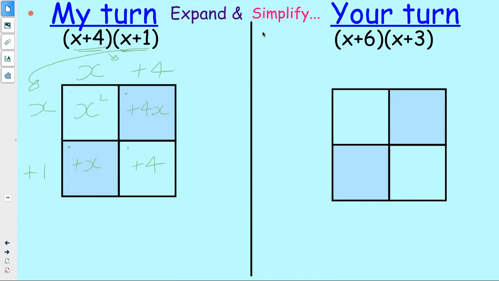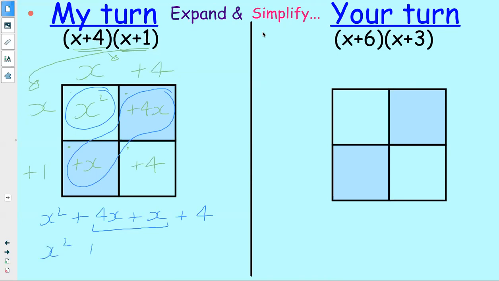And again, you can see that these two terms here are like terms. So you can either write everything out if you want, or you can add those two terms in your head. I'm going to write it out just to show you what's happening. So I'm taking this box here, which is my x squared, add my 4x, add my x, add my 4. And you can see that these simplify. So it becomes x squared, add 5x, add 4. And that's your final answer. Okay, so please pause the video and do your turn for me now, as we're about to move on.